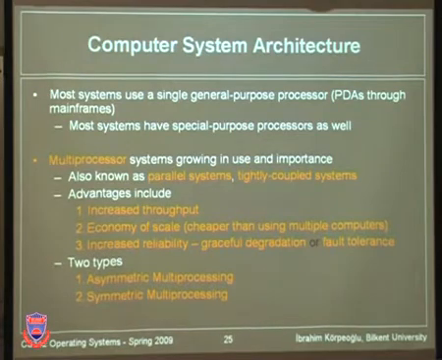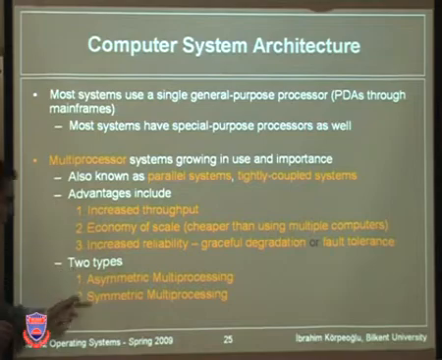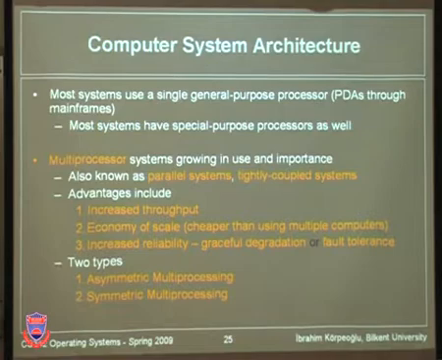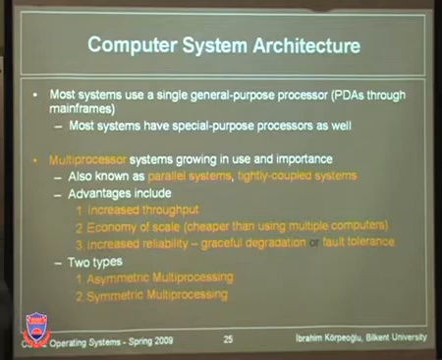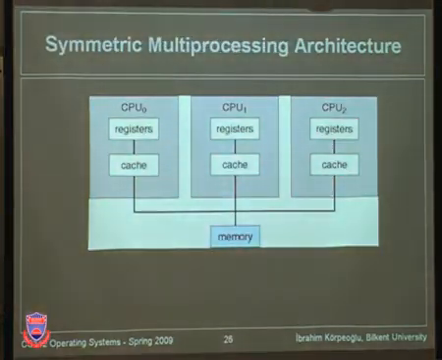There are 2 types of multiprocessing. One is asymmetric and the other is symmetric. In asymmetric multiprocessing, we have a processor acting as the master, and the other processors are slaves, and the master controls which slave is running what. In symmetric multiprocessing, we don't have such different roles for the processors. Every processor has the same role. Therefore, it is symmetric. They have the same responsibility and the same role. So symmetric multiprocessing is actually common.